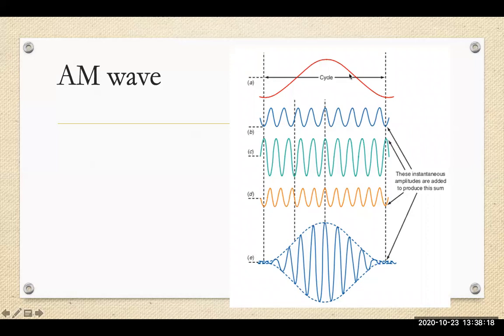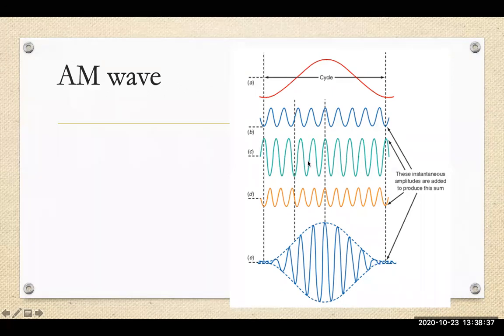So yung itong nasa A natin, ito, we call it the intelligence, di ba? Or information or the modulating signal. Yung B naman natin, this is the lower sideband. And then yung letter C, we call it the carrier. Yan.